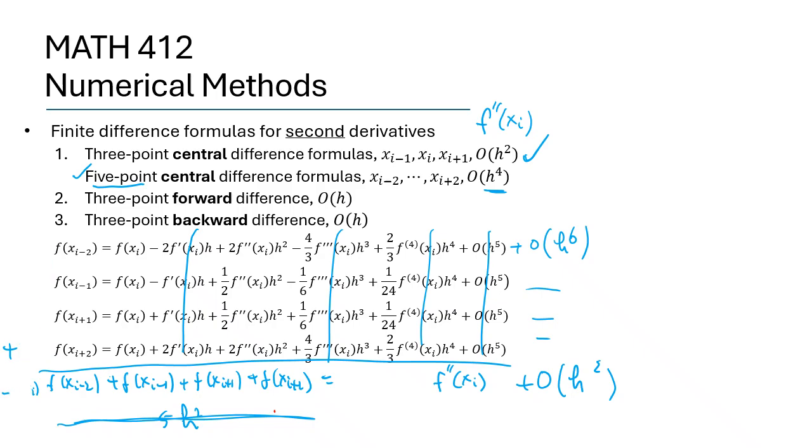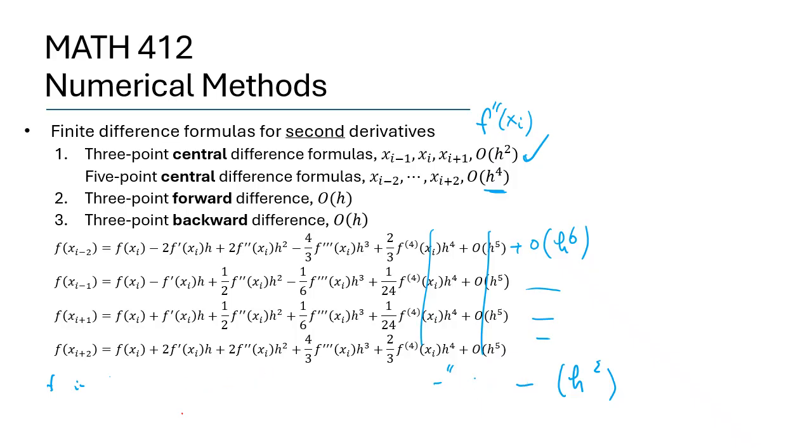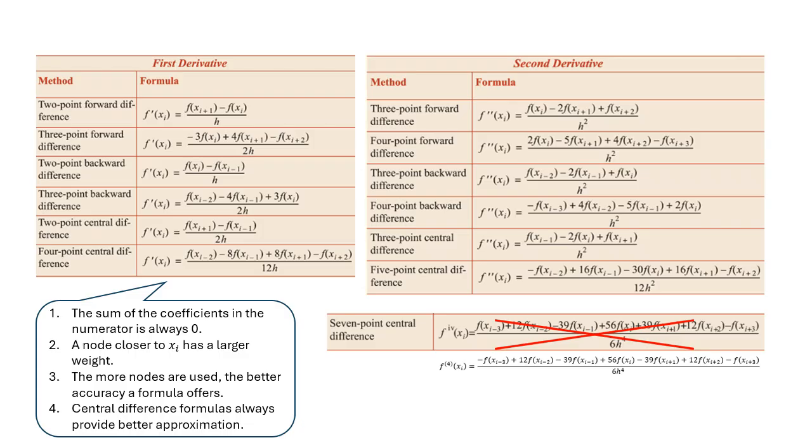Okay, we have finished the first one. Second one, a 3-point forward difference formula. I don't believe we need it. It's already many minutes, I cannot do all. Okay, we just stop here. That's not all. That's just a very small number of the finite difference formulas for the first derivative and the second derivative.